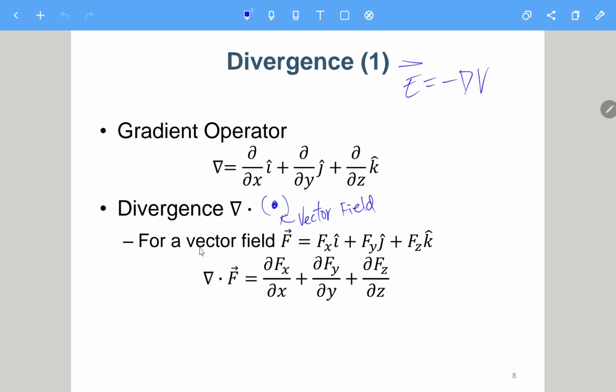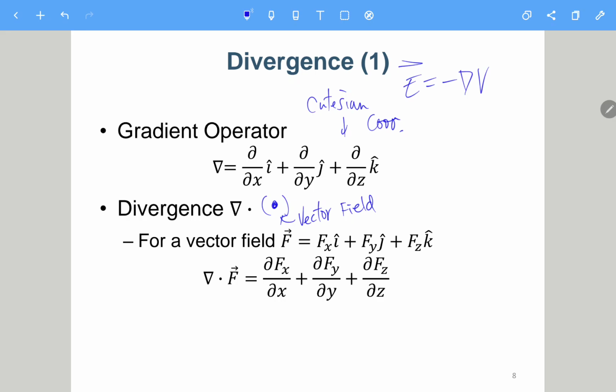Suppose we have a vector field F in Cartesian coordinates, like Fx i hat plus Fy j hat plus Fz k hat. So the divergence in Cartesian coordinates. All of them are in Cartesian coordinates. If it is in another coordinate system, the form looks quite different, and actually it is hard to remember. I have never remembered them.